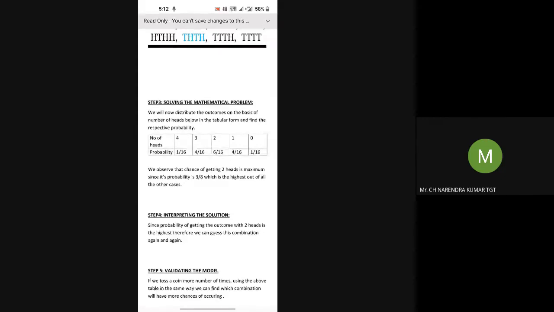Then, validation of this model can be applied to any number of tosses. We can start from 1, where there is equal probability of head and tail. Then we can take the case of tossing 2 coins, where we have the sample space HH, HT, TH, TT. There HT and TH, 1 head and 1 tail, will have maximum probability of occurring, and so on. So we can actually generalize this model to n number of trials also.